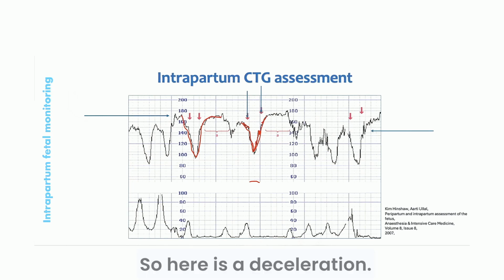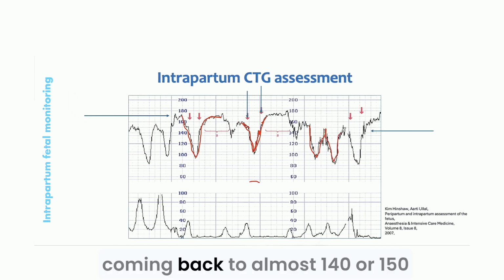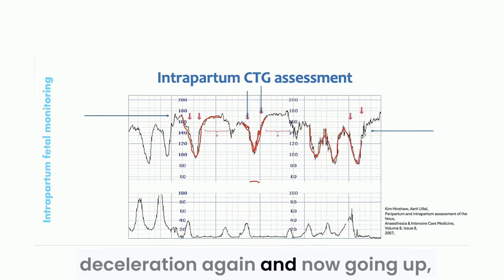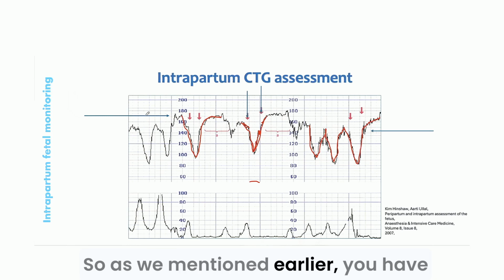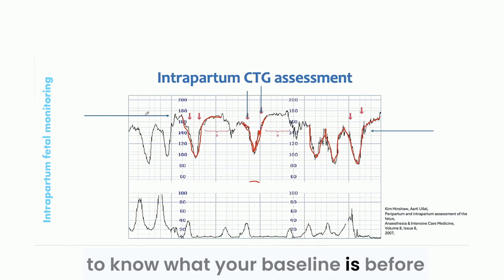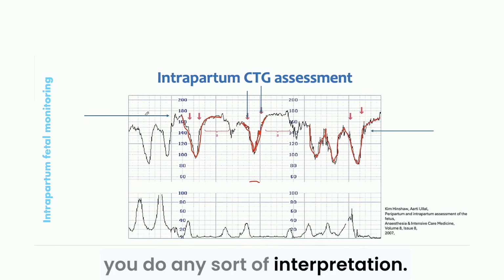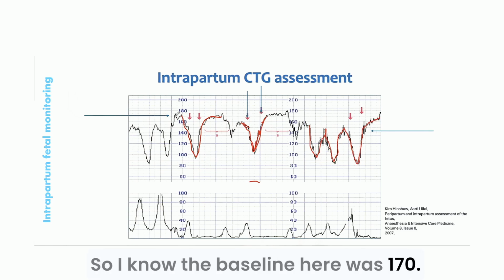So here is a deceleration. It happens here, came back to almost 140 or something, then deceleration again, coming back to almost 140 or 150, deceleration again, and now going up to almost 170. As we mentioned earlier, you have to know what your baseline is before you do any sort of interpretation. So I know the baseline here was 170.